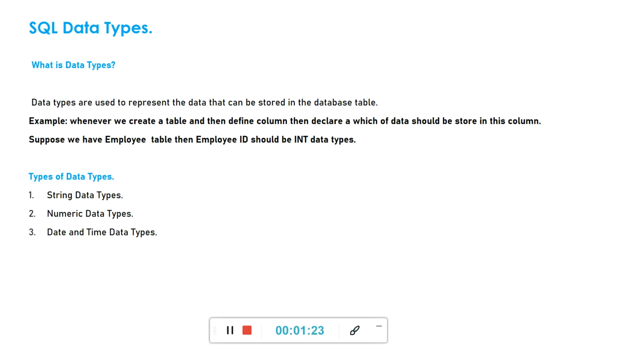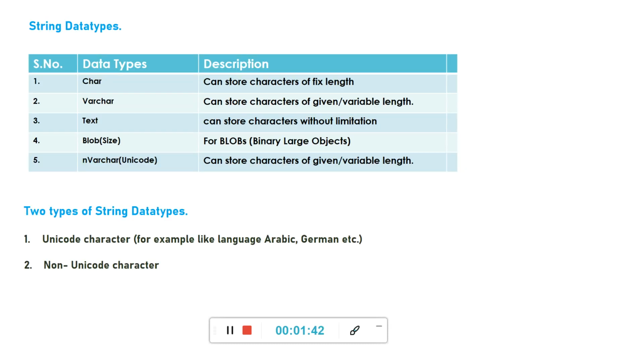So basically, there are three types of data types: string data types, numeric data types, and date and time data types. Now I am going to show you what string data types are. String data types have many types, but I will show you five right now. In the string category, they have char, varchar, text, blob, and nvarchar.